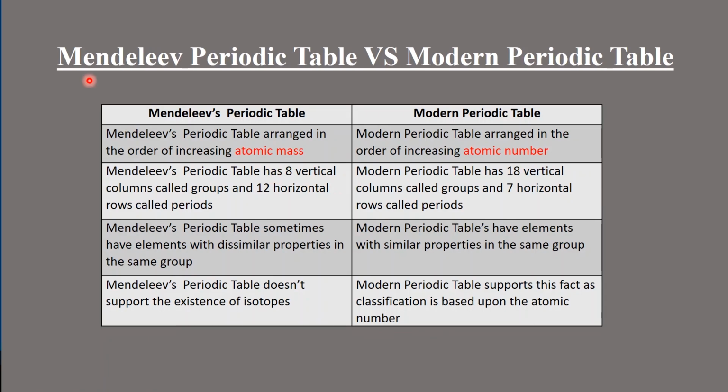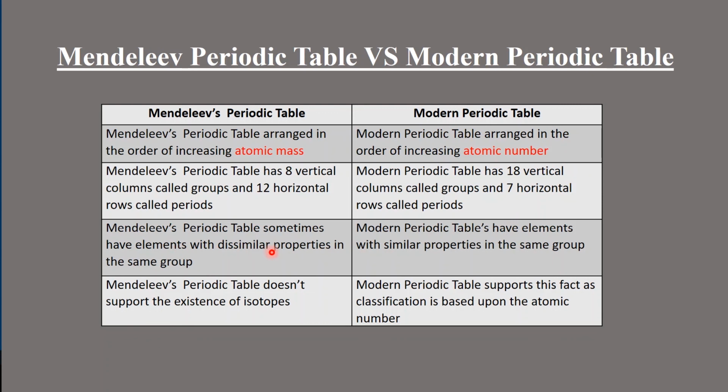On this slide, I have the differences between Mendeleev's periodic table and the modern periodic table. Mendeleev's periodic table is arranged in the order of increasing atomic mass, whereas the modern periodic table is arranged in the order of increasing atomic number. Mendeleev's periodic table has 6 vertical columns called groups and 12 horizontal rows called periods. The modern periodic table has 18 vertical columns called groups and 7 horizontal rows called periods.